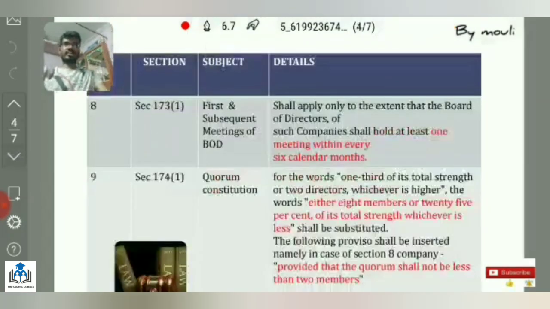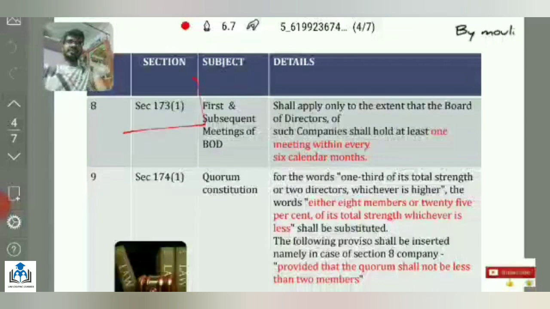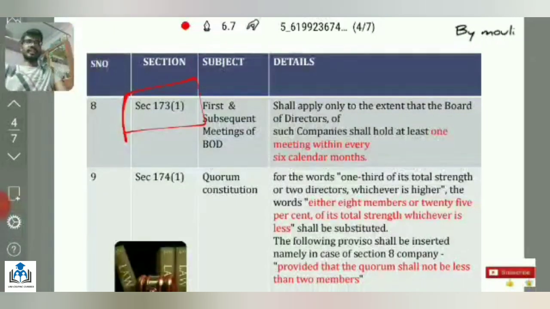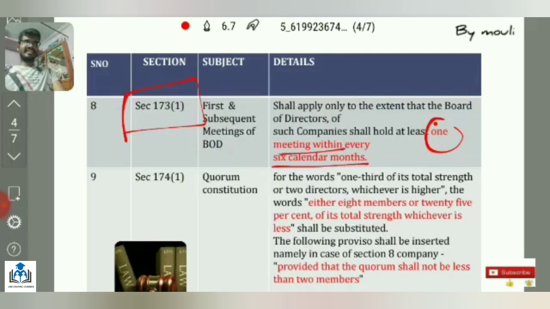And coming to our next point, that is 173 subsection 1. Relating to the board of directors, board meetings, right? In that board meetings, there is one point like if it's a small company, dormant company, then in every 6 calendar months, one board meeting is enough. The minimum time gap between the two board meetings will be 90 days, right? The same point is here in the Section 8 company, but that 90 days point is not applicable to this company. We will read, shall apply only to the extent that the board of directors of such companies shall hold at least one meeting within the 6 calendar months, right?